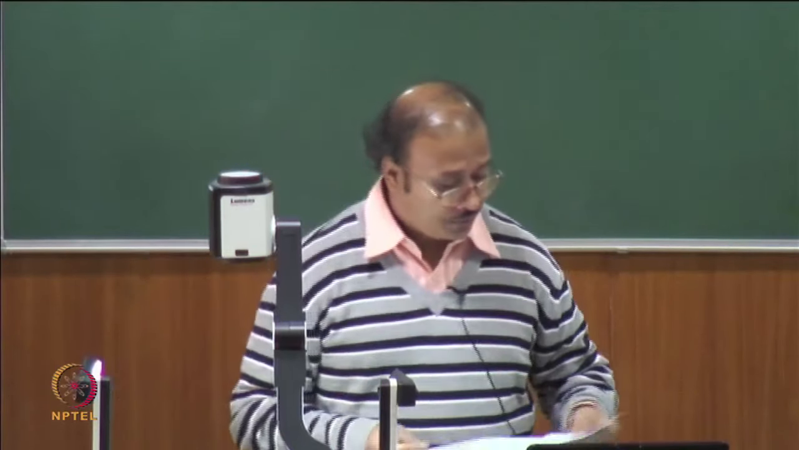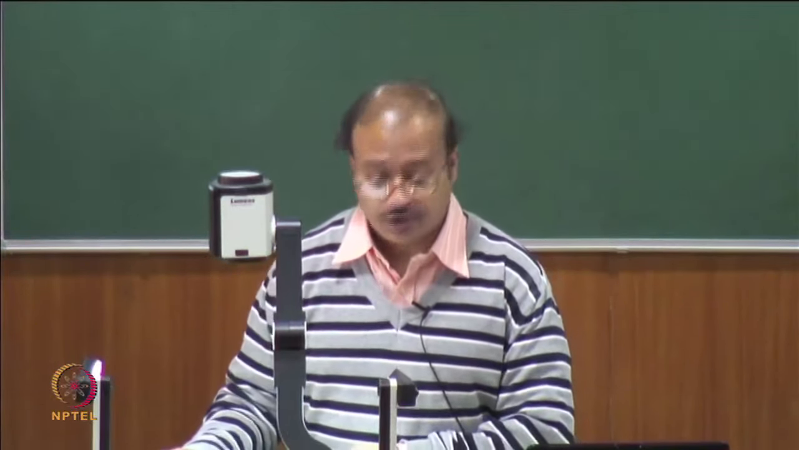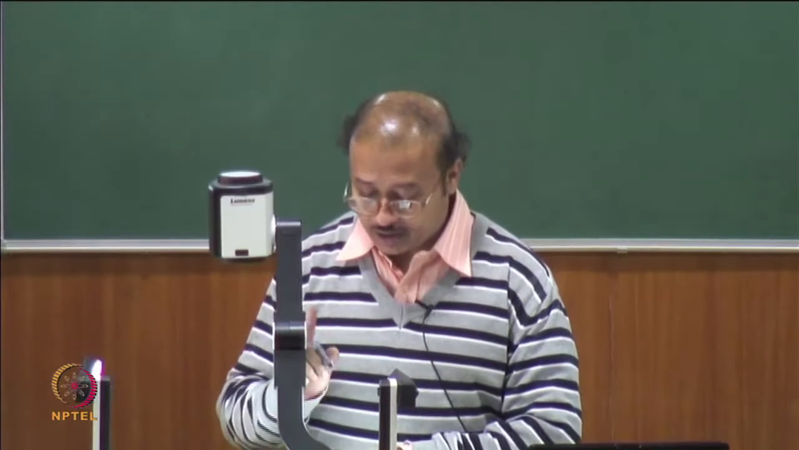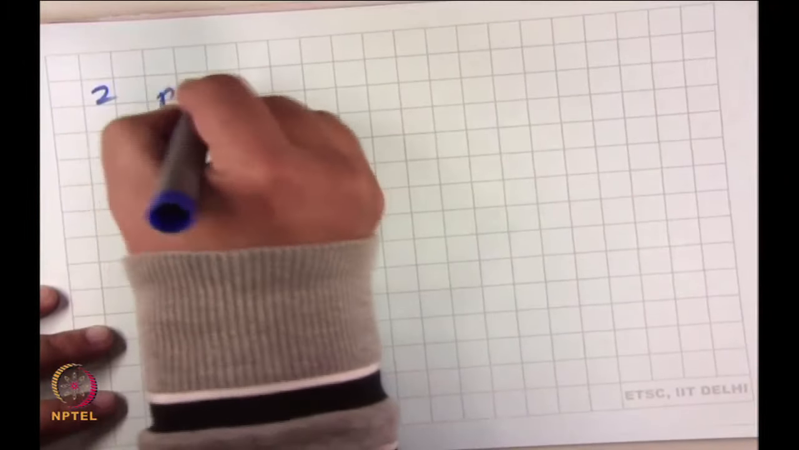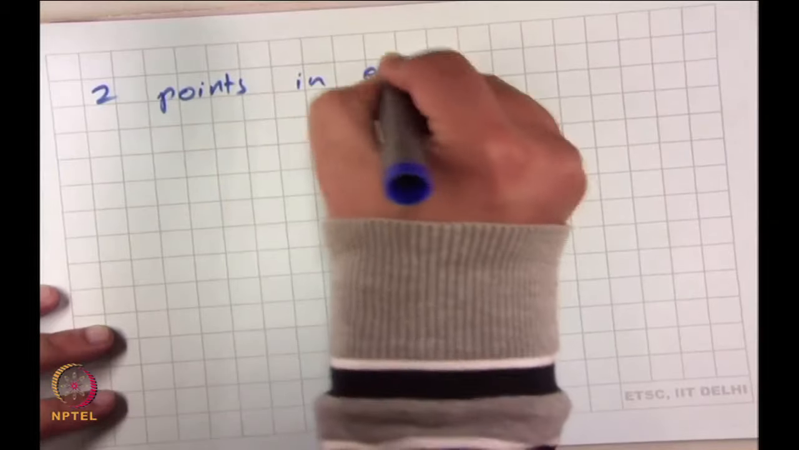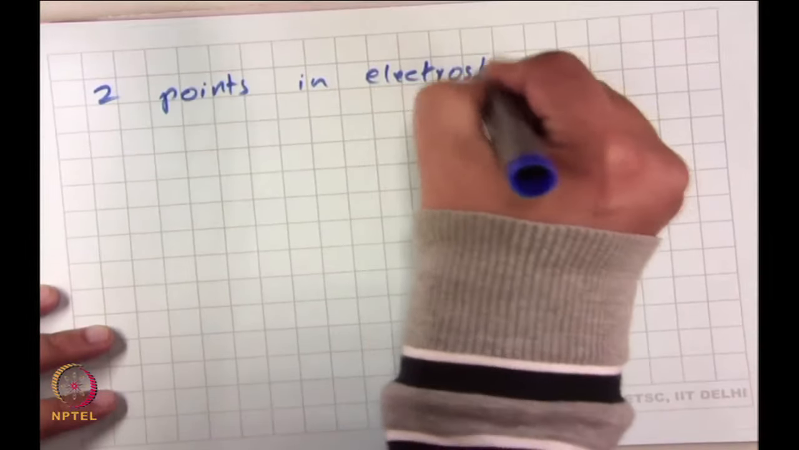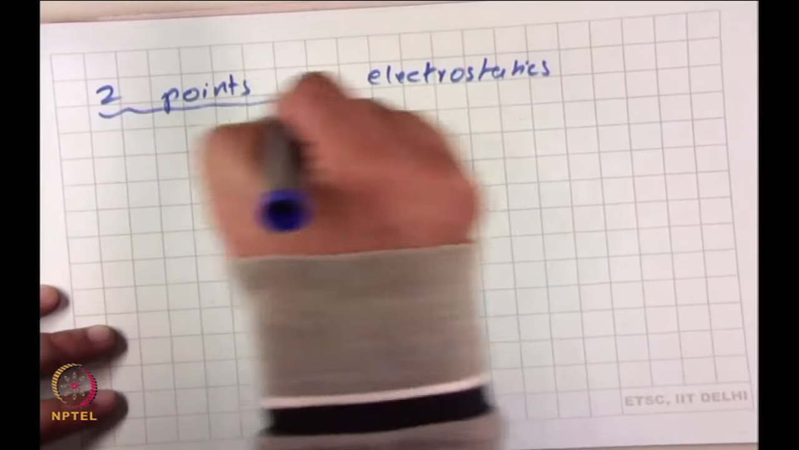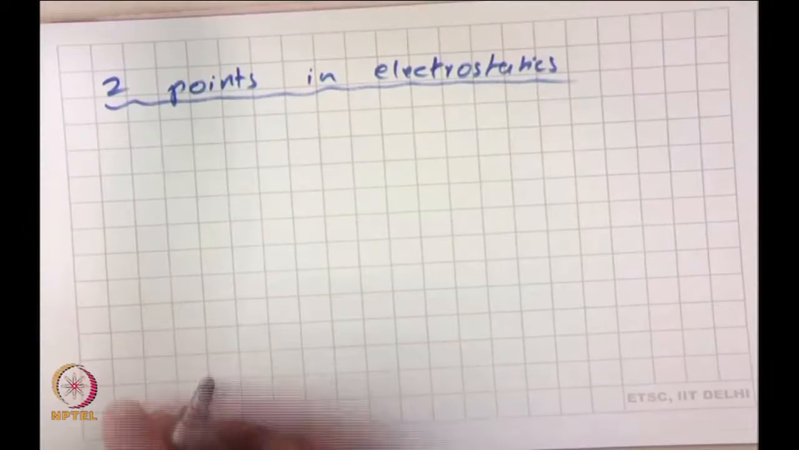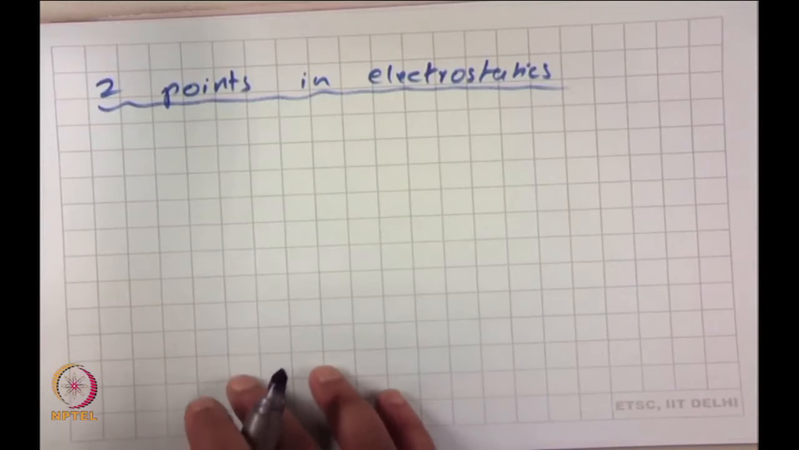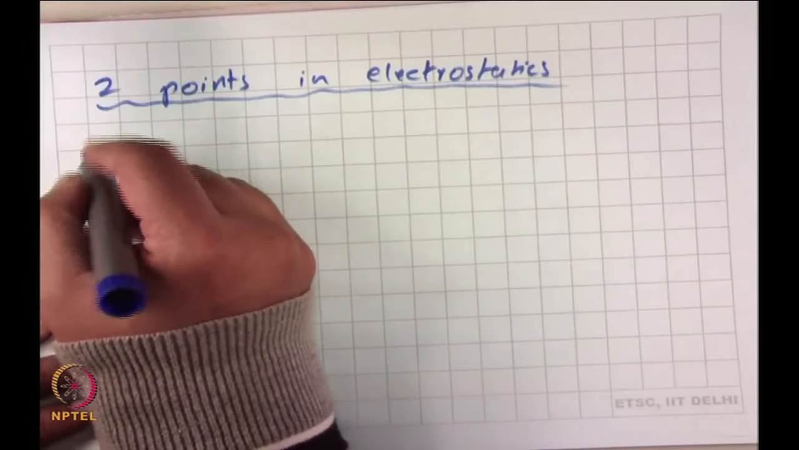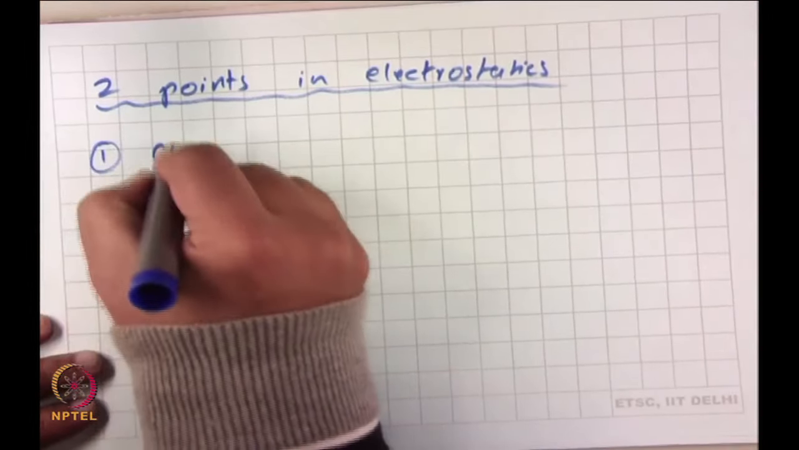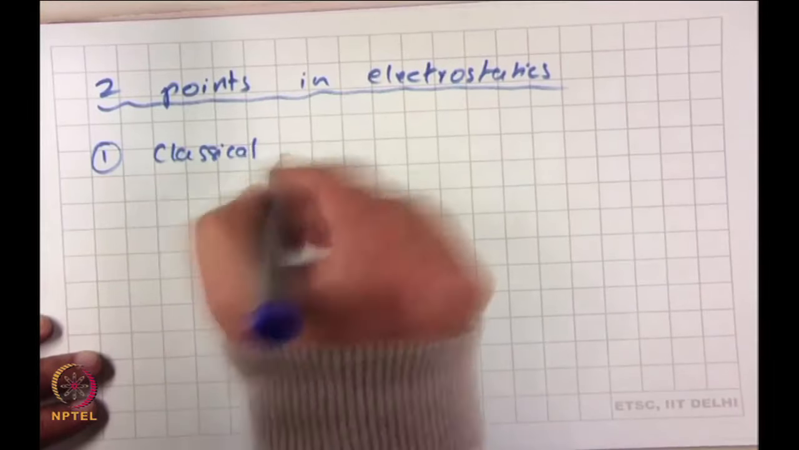So, moving on, what we will do is we will start with intermolecular interactions. But before that, let me make a couple of points. Let us talk about 2 points in electrostatics, and I will tell you what 2 points I am talking about. So, how can electrostatics come into picture? There are 2 ways essentially, especially for proteins. We are always thinking about proteins because that is what we are talking about, our biomolecule. The one is classical electrostatics.